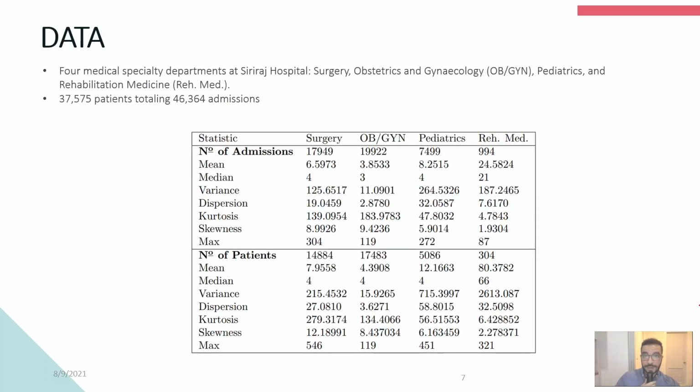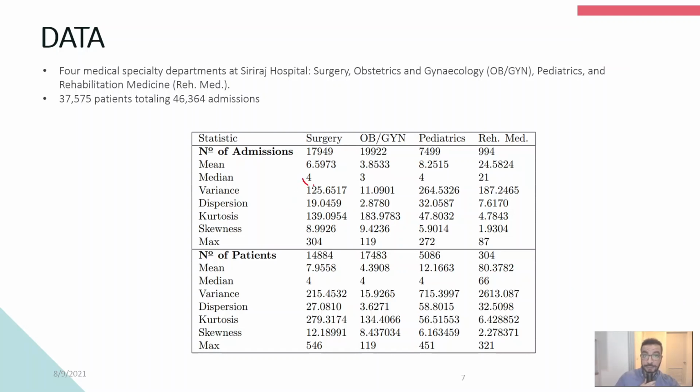For this study, we relied on complete health records for 46,364 admissions at Siriraj Hospital over 4 medical specialty departments. These are surgery, OBGYN, Pediatrics, and Rehabilitation Medicine. As previously mentioned, we are interested in both the length of stay per admission as well as the cumulated length of stay per patient. Here we have some descriptive statistics.